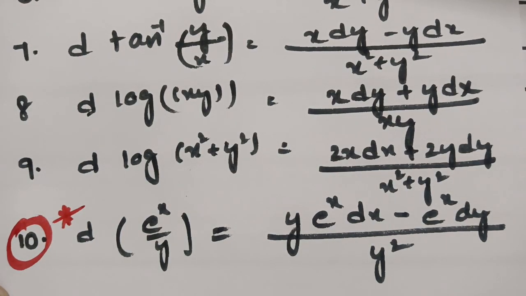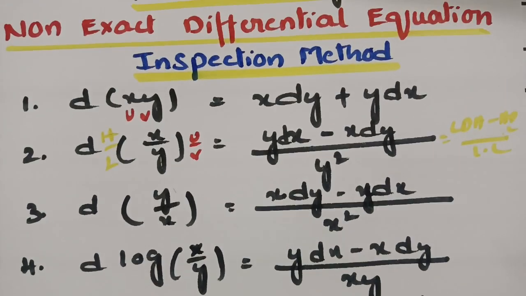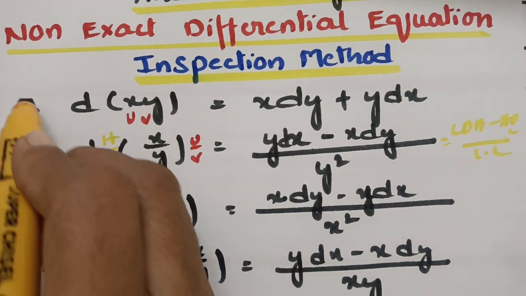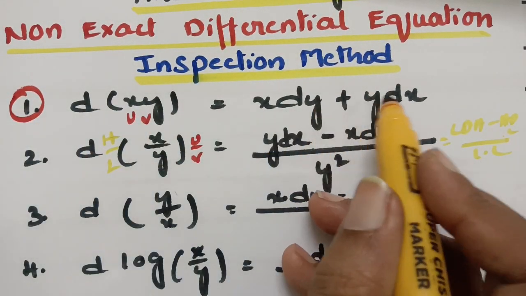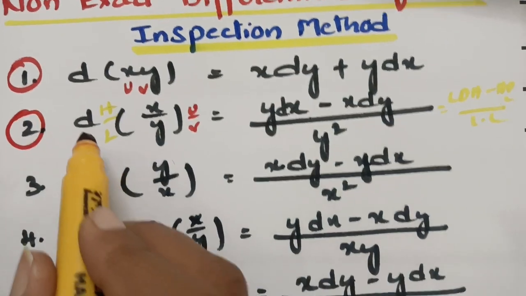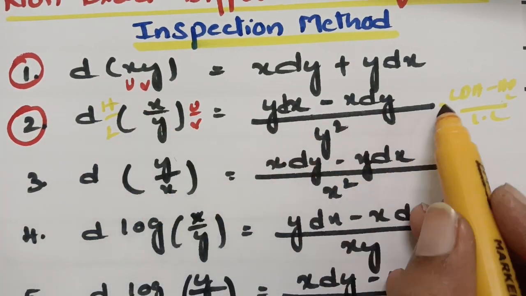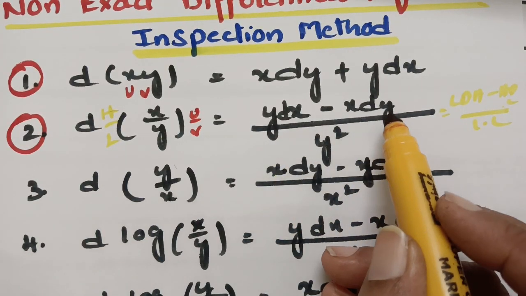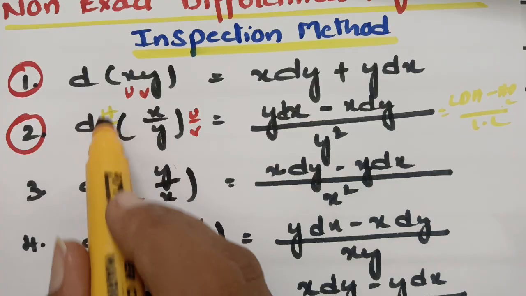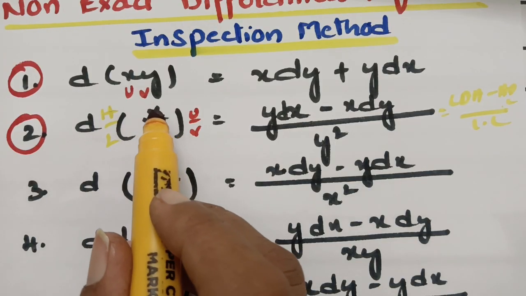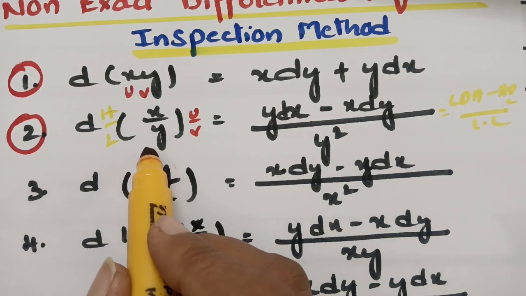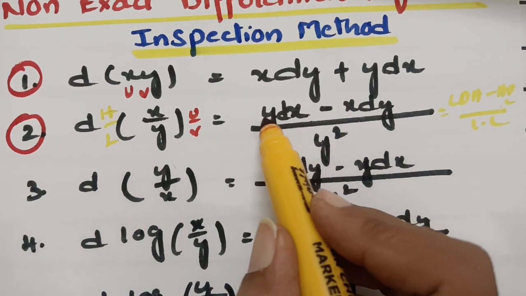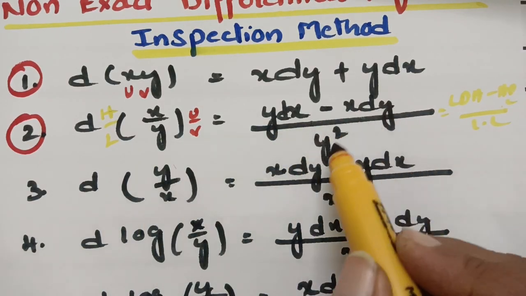As this is so important, please remember these values. The first one, the derivative of xy, is nothing but x dy minus y dx. The next one, the derivative of x by y, is nothing but 1 by y square into y dx minus x dy. Or else, if you feel the numerator is high and the denominator is low, remember this one: low d high minus high d low by low.